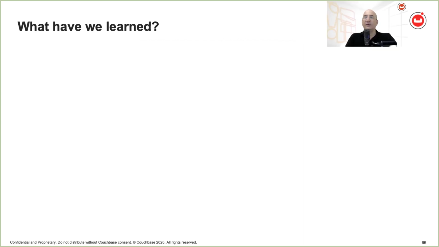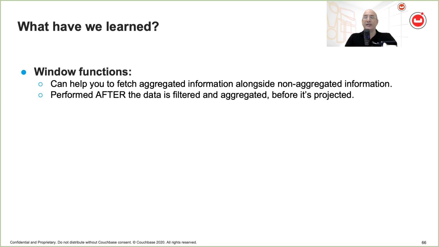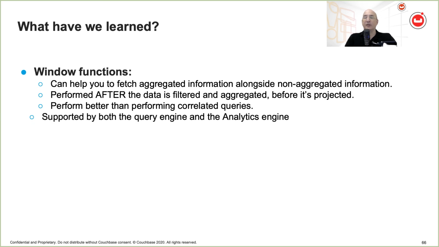With that, we've come to the end of this session. So what have we learned? We've explained what window functions are used for. They can help you fetch aggregated information alongside non-aggregated information. Couchbase processes window functions after the data is filtered and aggregated and before it's projected to the client. Window functions produce a much better performance than correlated queries. Window functions are supported by both the query engine and the analytics engine.